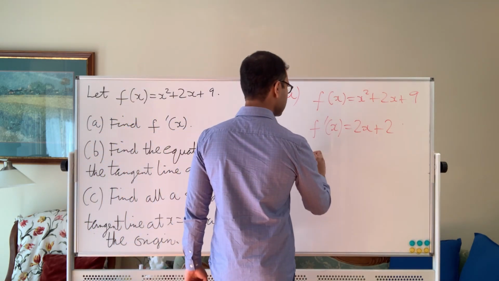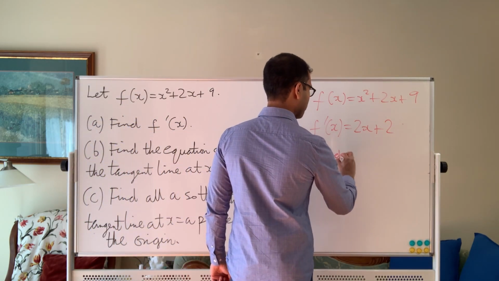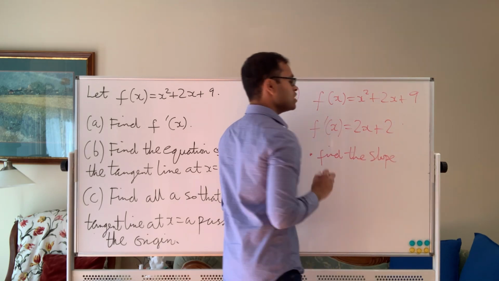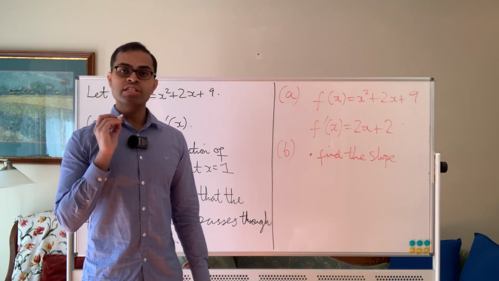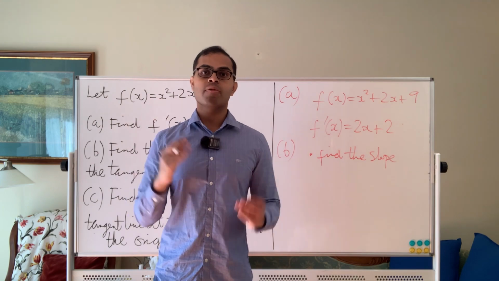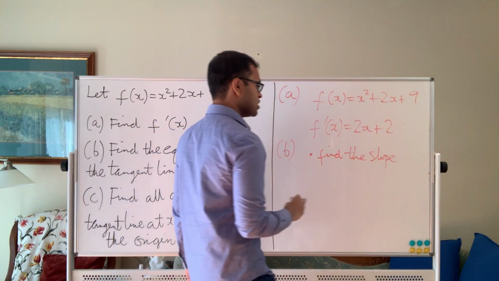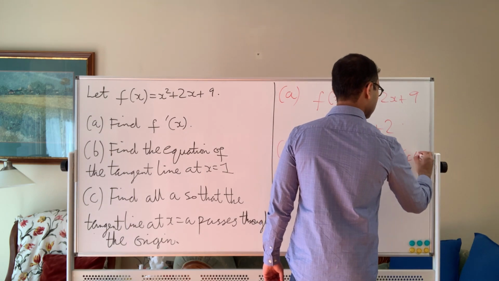Step 1 is to find the slope of the line. The slope of the tangent line is by definition the derivative. That is literally the slope of the tangent line. It is the rate of change of the function at x equals 1. So the slope is just going to be f prime of 1.